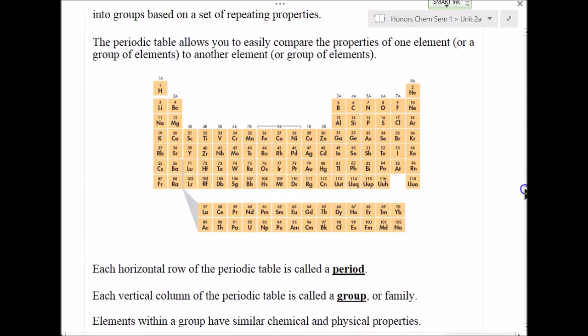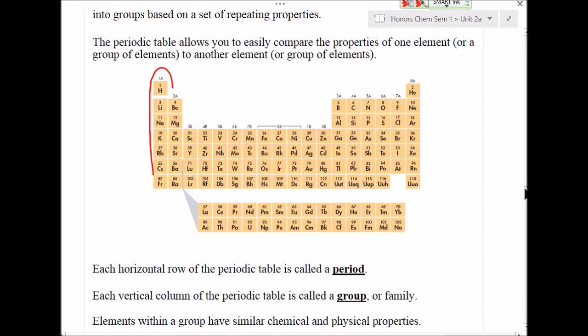All right, so here are some terms, and they're down here, and I'm going to define those for you. When we talk about a period, a period is a row, so it goes horizontal like this. Periods aren't as significant as the vertical component, which are called families or groups.